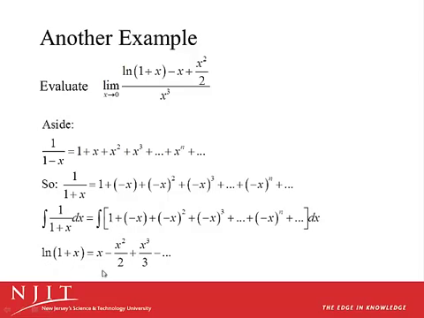And on the right, we get x minus x squared over 2 plus x cubed over 3 minus dot, dot, dot. We do have to be concerned about a constant of integration, which in this case, if we plugged in x equals 0, we will find the constant of integration is 0. So we can expand the natural log of 1 plus x by x minus x squared over 2 plus x cubed over 3, and we can plug it in up at the top.